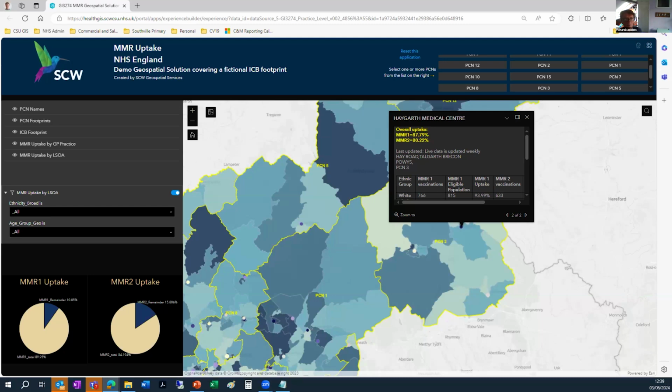Since we created this initial demo, we've now got live apps which show additional features. So they change over time, so our audience can see the impact of their work. They can also filter just to focus in on the core 20 areas.